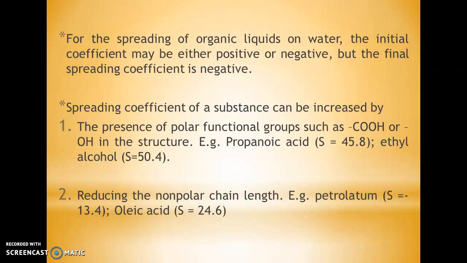This spreading coefficient value can be increased by the presence of polar functional groups in the structure, or by reducing the non-polar chain length of the substance. These are the two basic ways through which we can increase the spreading coefficient value in our favor.